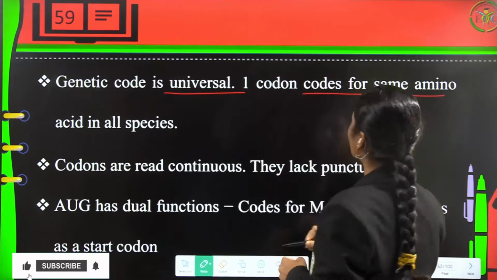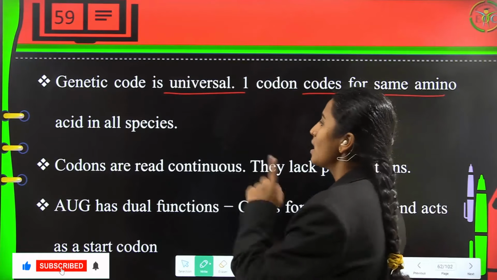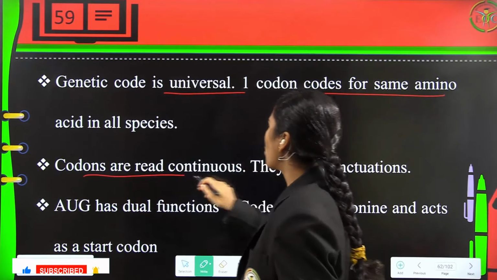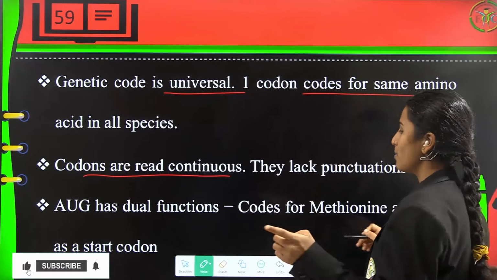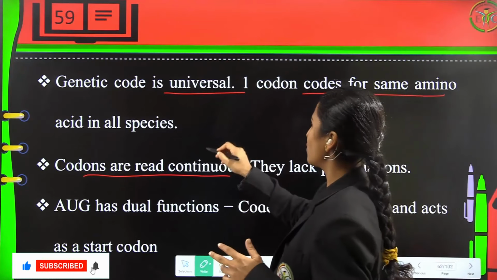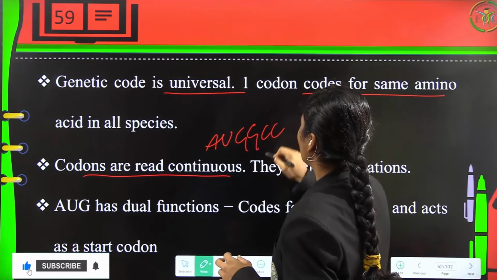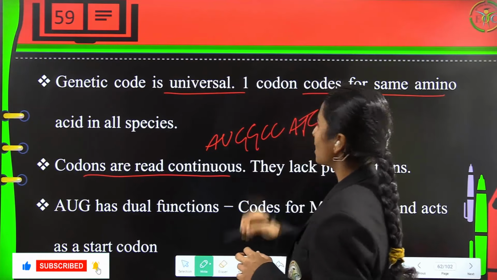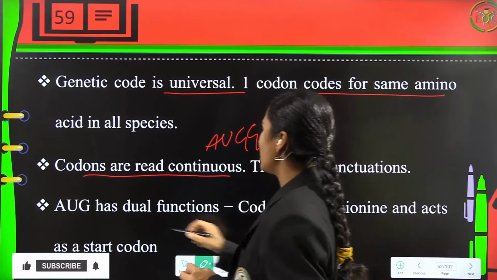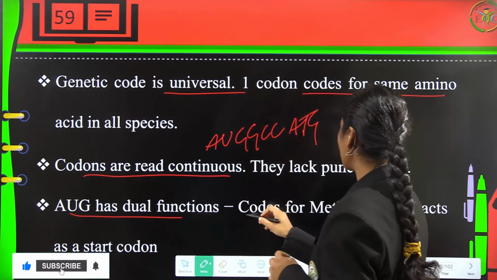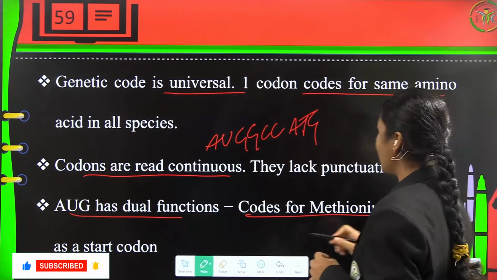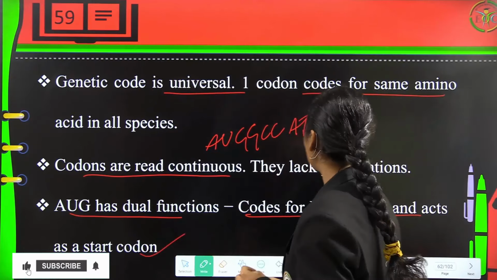One codon codes for the same amino acid in all species, and codons are read in a continuous manner, so there is no breakage. If you read AUG, then you read GCC and AUG, all continuously. Next, AUG has dual functions: it codes for methionine, and it also acts as a start codon.